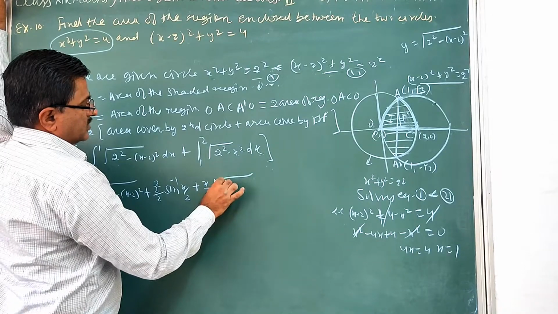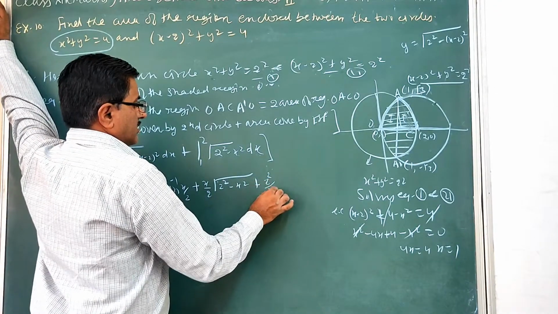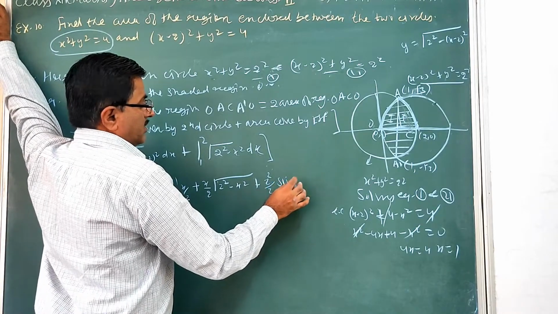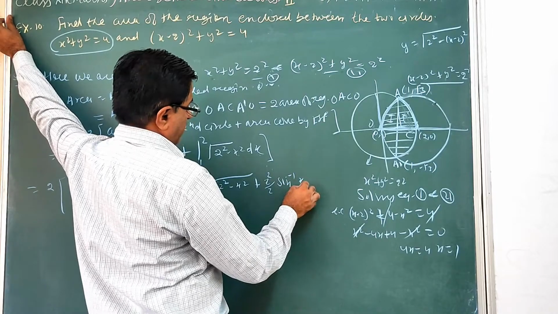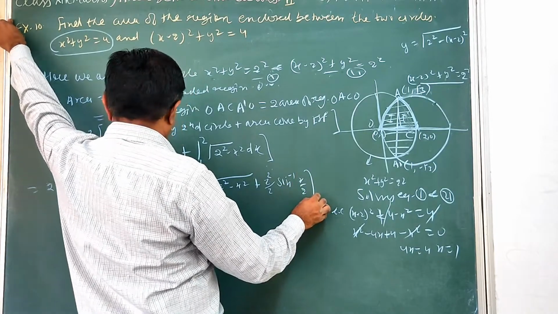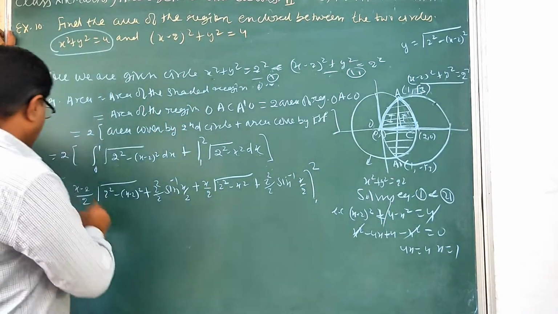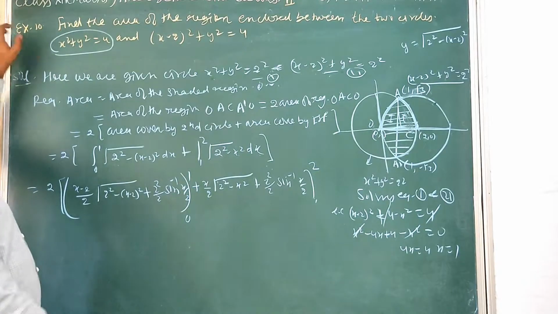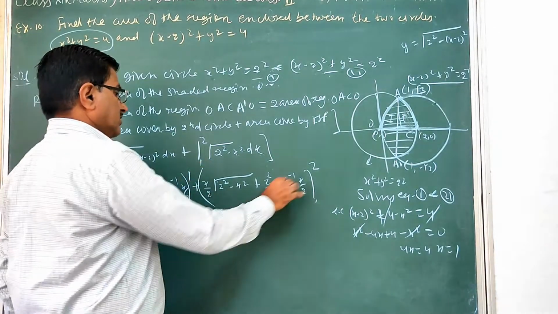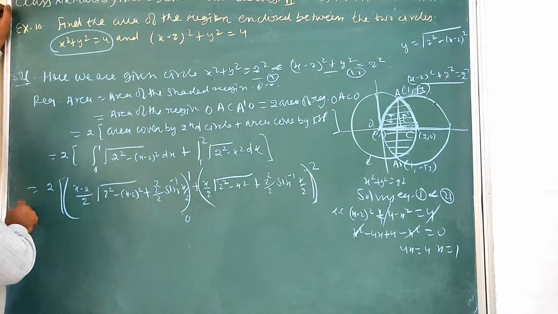That's why the formula for this integral is very important: x by 2 root of a square minus x square plus a square by 2 sin inverse x upon a. Now for the second the limit is 1 to 2, and for the first the limit is from 0 to 1. Clear? This limit you have to find. Now we use the fundamental theorem, FTC.